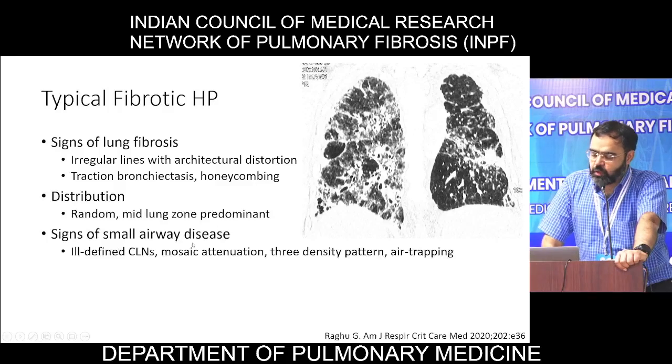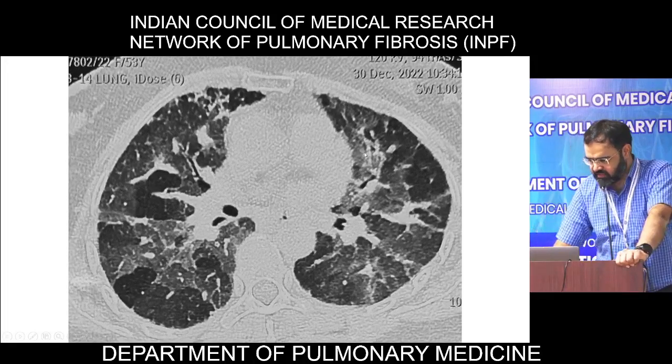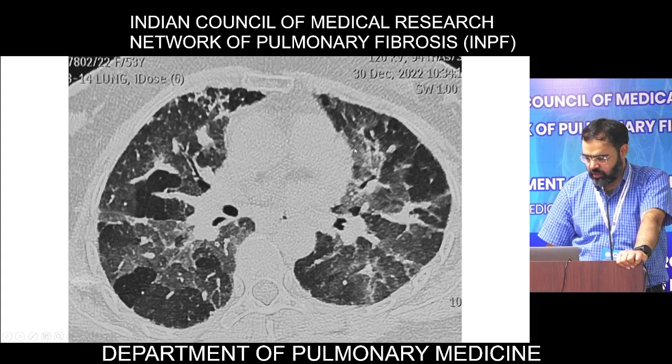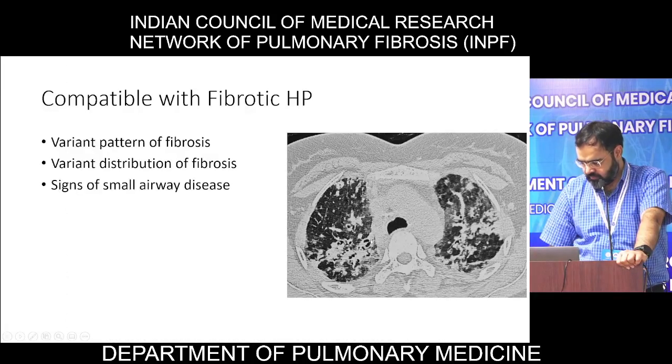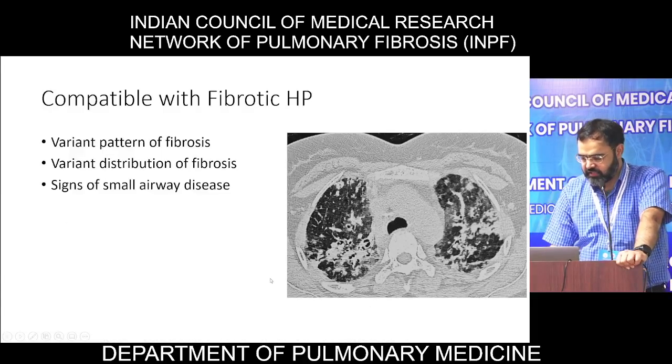And again, signs of small airway disease are very important for defining typical or compatible HP pattern. So again, ill-defined centrilobular nodules, mosaic attenuation, there's something called a triple density sign, and air trapping. I'll show you the triple density sign. Here you can see that this is a ground glass area, so a lot of gray and whitish patches there. Then this may be a normal area of the lung, and this is an area with air trapping. So air trapping, normal area, and then areas of ground glass attenuation. This may be called a triple density sign.